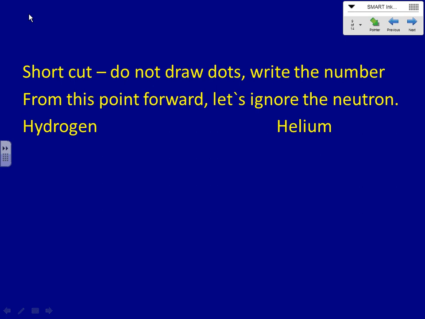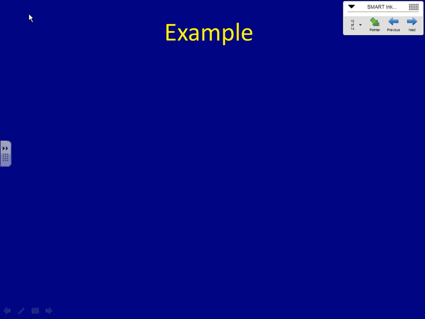Shortcut. Do not draw the dots. Write the numbers from this point forward. Don't write that down. Okay. Here's what's going to happen. Do you have the sheet for drawing the Bohr diagrams? Excellent. That's the sheet there. If you don't, you're going to be trying to draw grids, and it's going to be a pain.